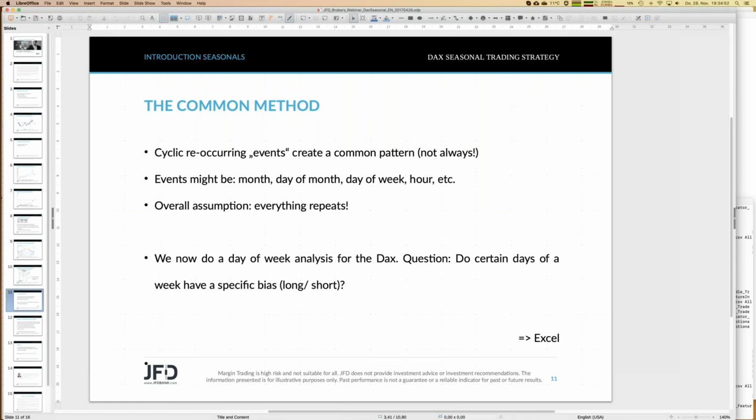What we do now is we start the analysis by the day of the week. So the question behind is, do certain days of the week have a specific bias? So, for example, that Monday is a good day for going long, Tuesday, Wednesday is a good day for going short, and Thursday, Friday, once again, long. And honestly, my sequence was not that bad.